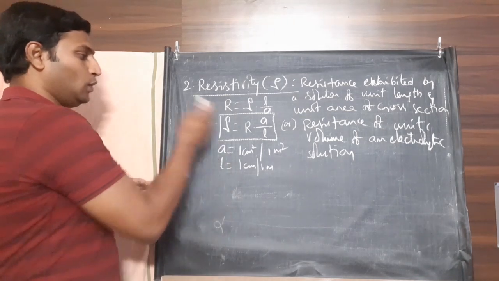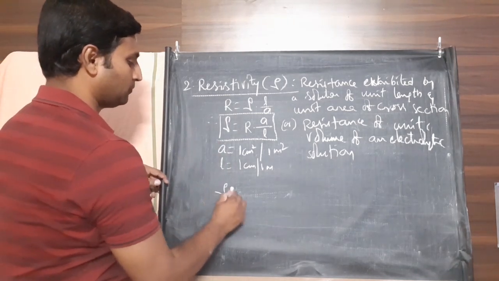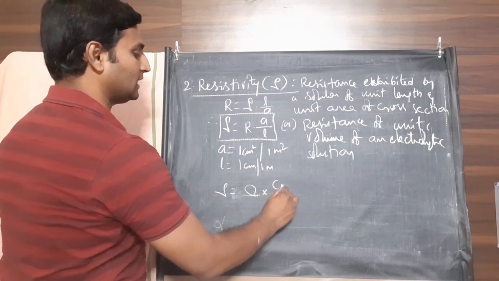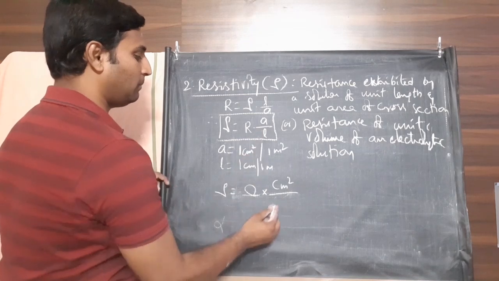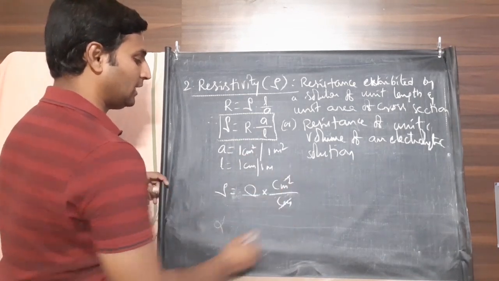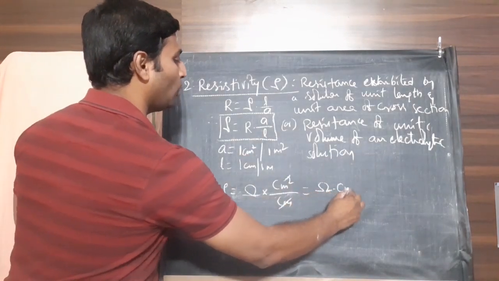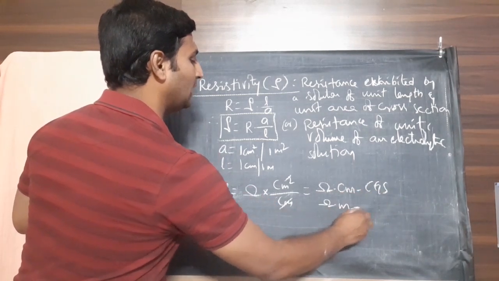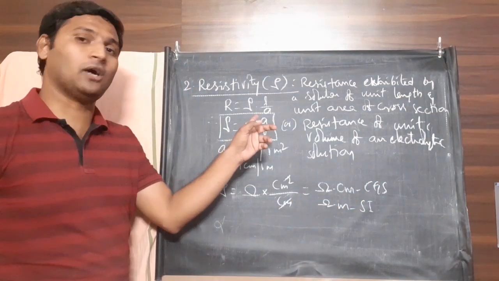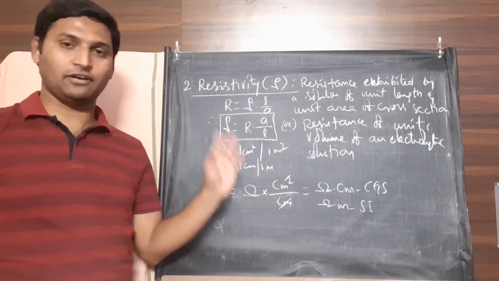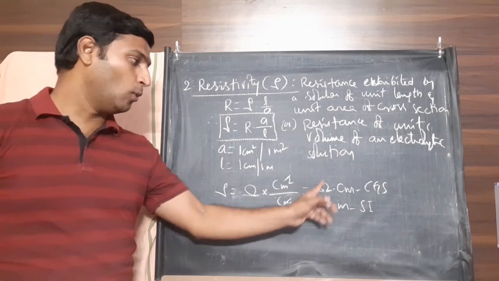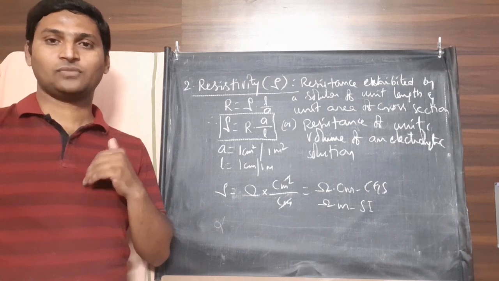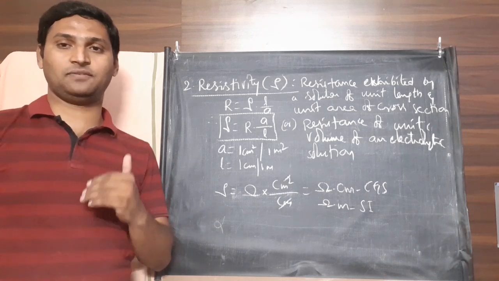Let us go for the units of resistivity. Resistance is in ohms, into area of cross section in centimeter square, divided by length in centimeter. Centimeter square gets cancelled, so you get ohm centimeter if it is CGS units, ohm meter if it is SI units, depending upon what units you are using for area of cross section and length. So ohm centimeter or ohm meter are the units of resistivity. That is the second property, resistivity.